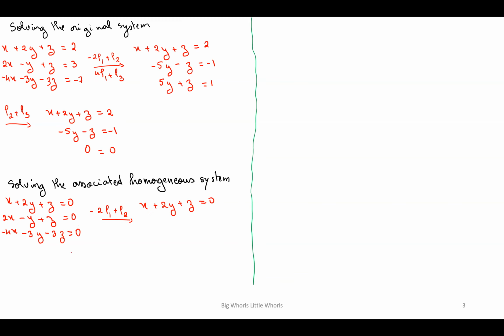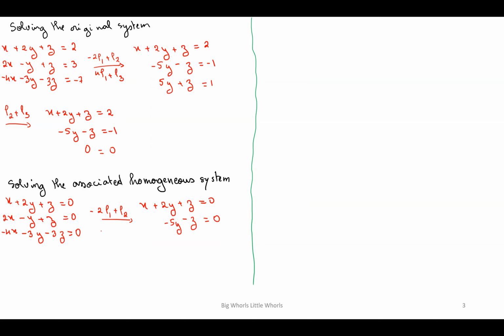So the constants are going to be 0. Okay, so minus row 2, minus 2 row 1 plus row 2. This is going to be 0 minus 2, so that is going to be minus 5y, and here is going to be minus z equals 0.